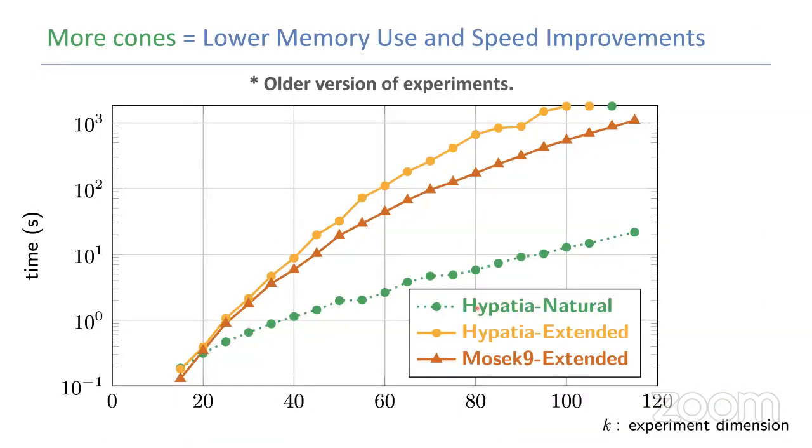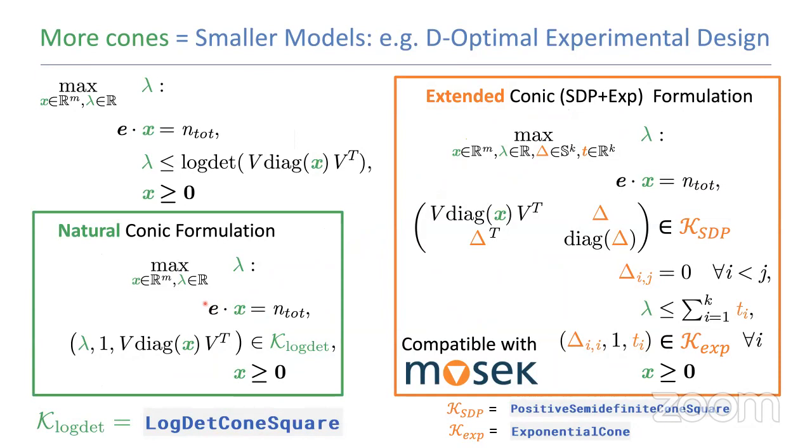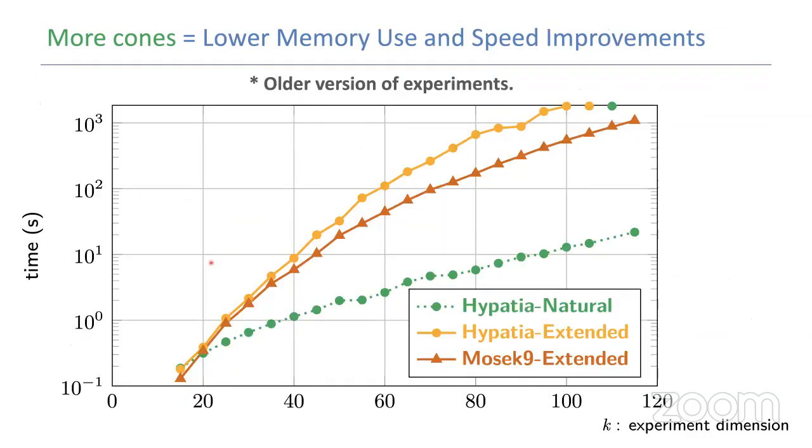Here are some experiments that are slightly outdated on Hypatia, but still give you the general idea of the power of having these slightly smaller formulations. Here we're comparing Hypatia solving this smaller formulation, Hypatia solving the big formulation that would have been constructed through the bridges, and MOSEK solving the formulation that it can handle. MOSEK would not be able to solve the natural formulation directly.